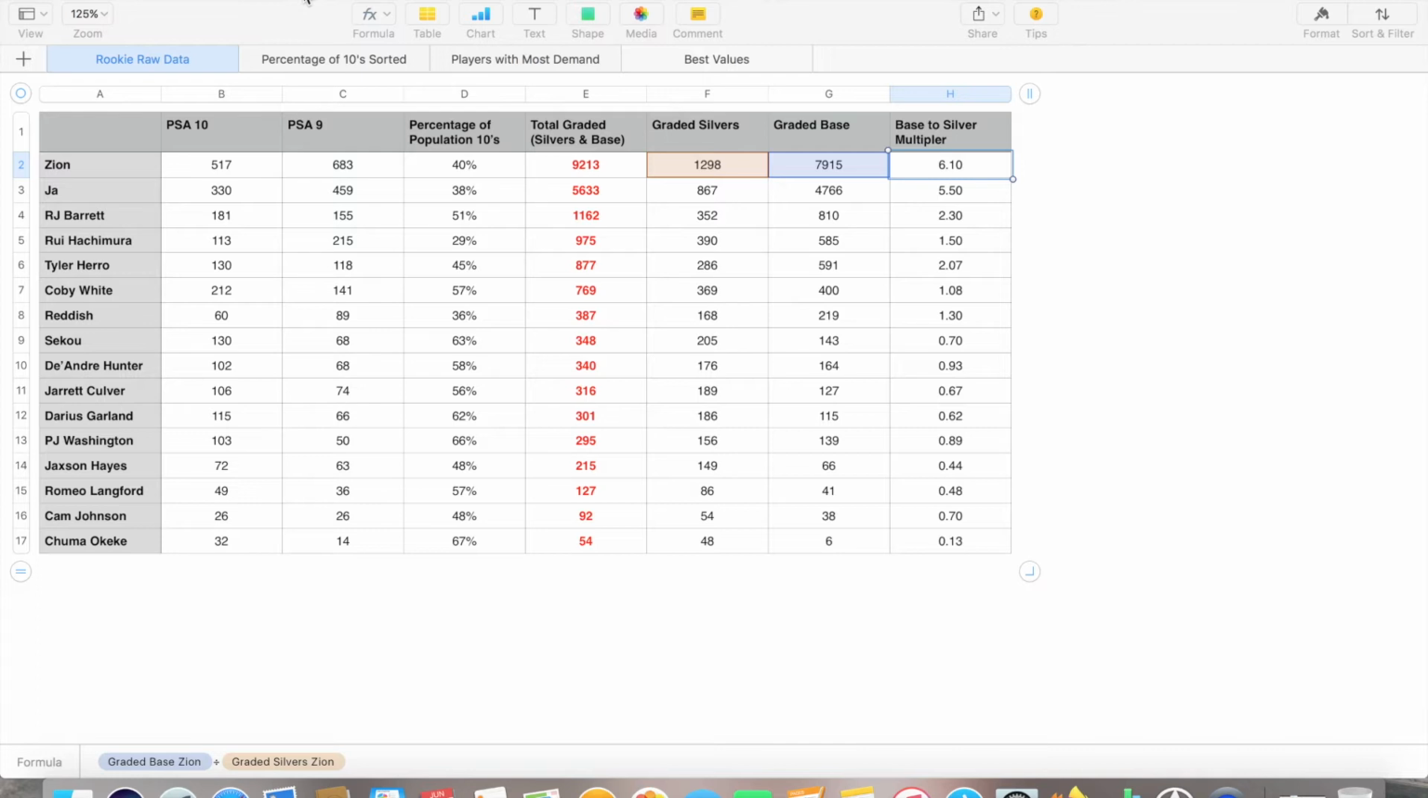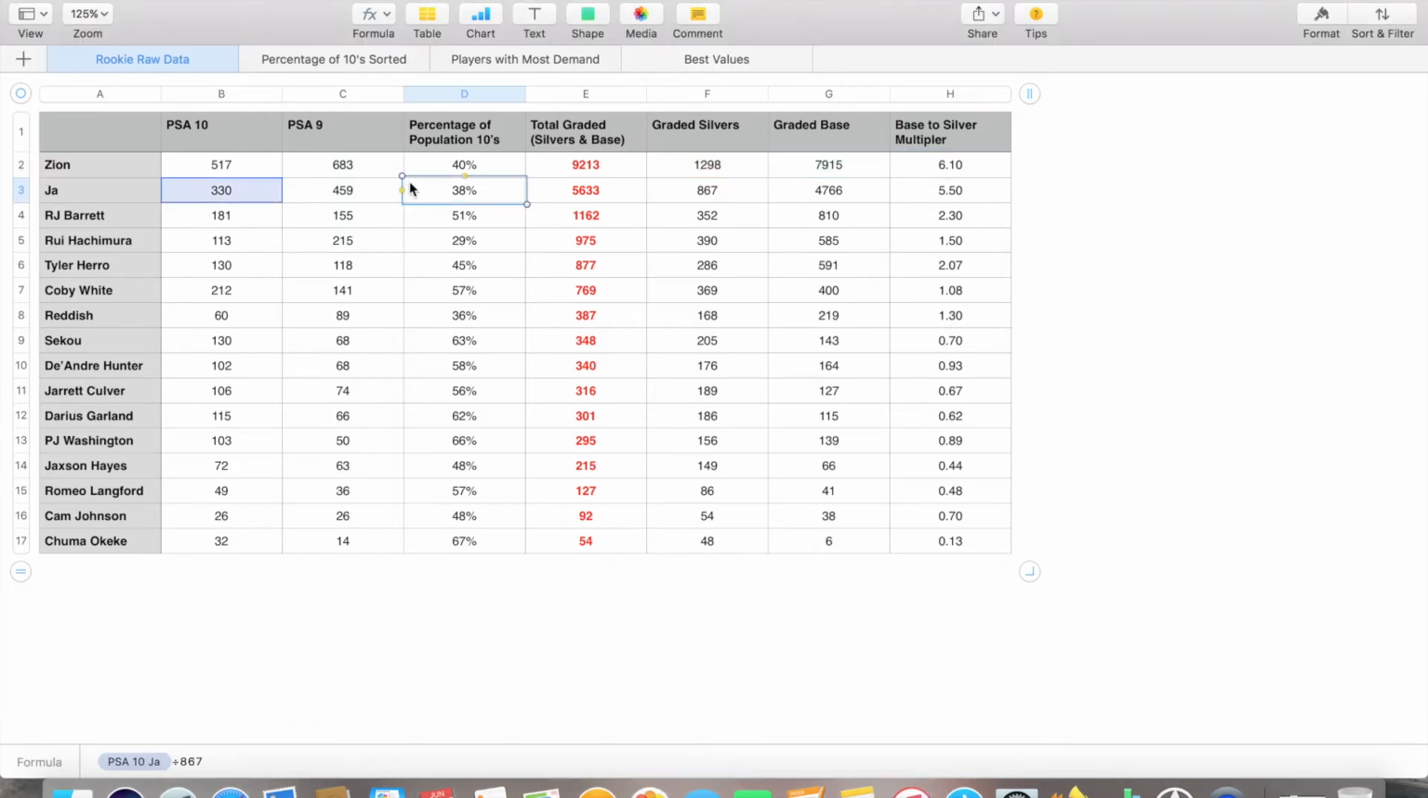All right, everybody, and we are back. So I just wanted to first break down what each column is and what it represents. I did picks number 1 to 16, all the way from Zion to Chuma Okeke, and the first column is just the total number of PSA 10s that they have graded so far, and then the total number of PSA 9s. The next column is the percentage of the population of PSA 10s. So basically, in the entire population, what PSA 10s represent.